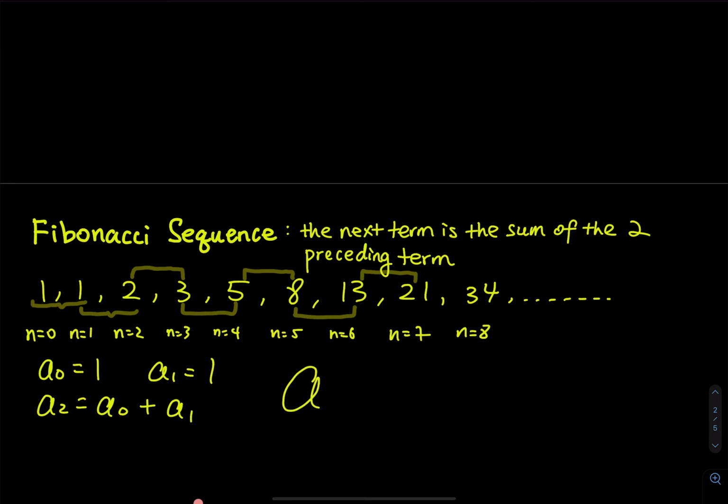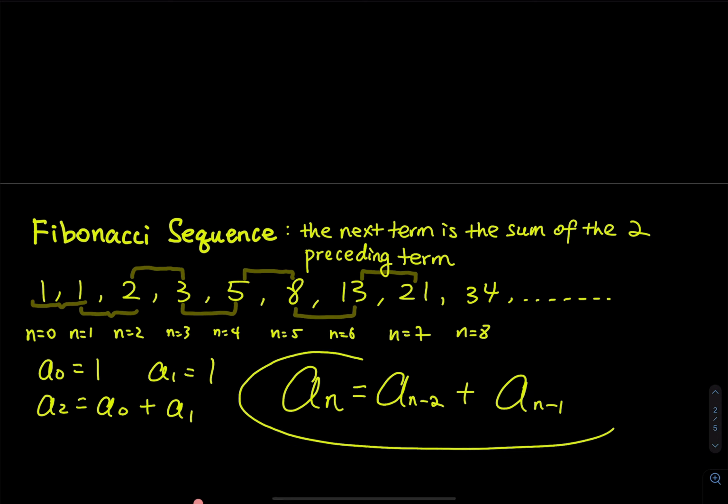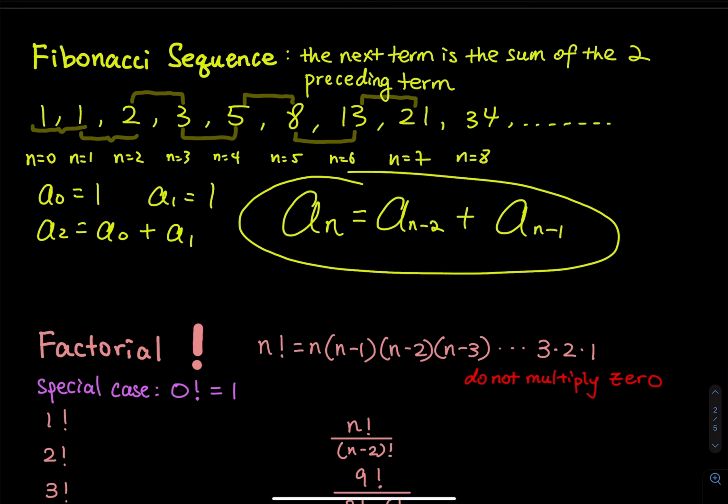So in general, a of n is equal to, you add the 2 preceding terms. So the first preceding term is n minus 1, the second preceding term is n minus 2. So this is the pattern of the Fibonacci sequence. All right, and then when you learn sequence, later on we will discuss series as well. You will have to know factorial. Factorial is commonly used in sequence.